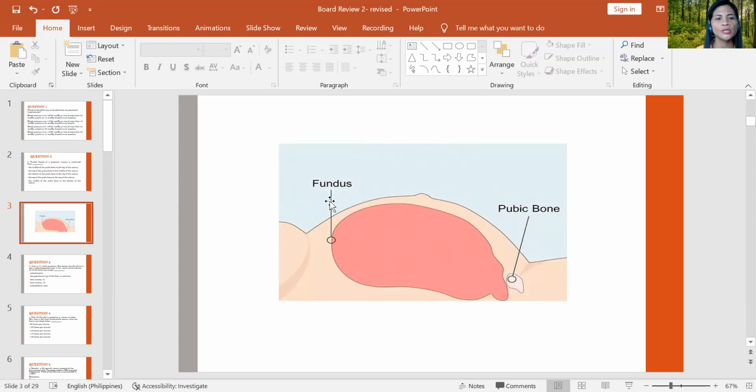It is measured in centimeters from the top of the pubic bone to the top of the uterus. The top of the uterus may also be called the fundus of the uterus. Ito siya dito. And it is used to assess the growth and development of the fetus inside the womb. So as it becomes bigger, of course, meaning the baby is also growing inside the uterus.